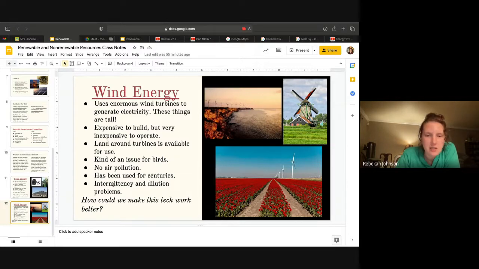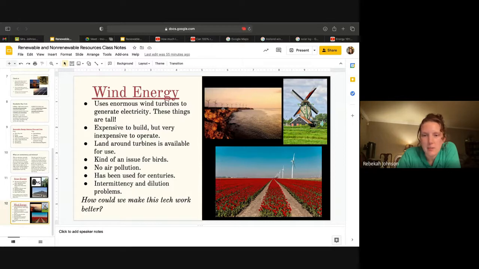We still do have the intermittency and dilution problems. Sometimes wind isn't blowing. And it does take a lot of land and a lot of time to get a lot of energy from wind. So, I asked the question, how could we make this tech work better?